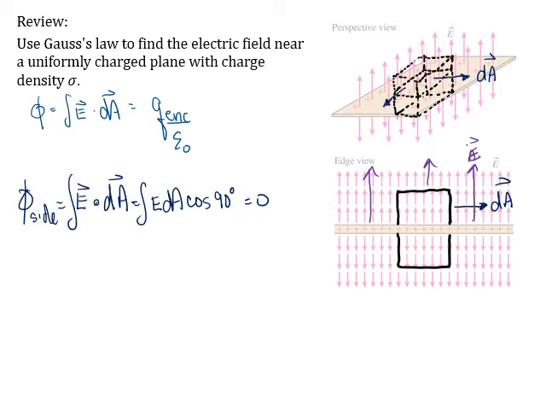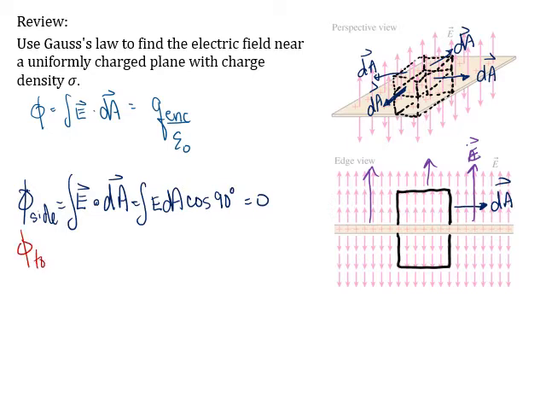The front face, the dA points straight out, that's perpendicular. Left face, it points out to the left. Back face points straight back. So every one of those faces is perpendicular to the electric field vector. So the flux through every side is equal to 0. Okay, let's do the top next.